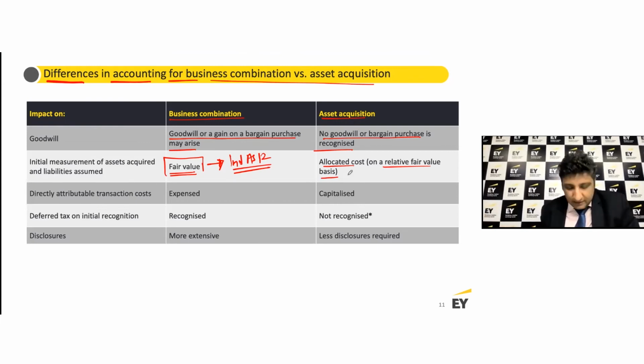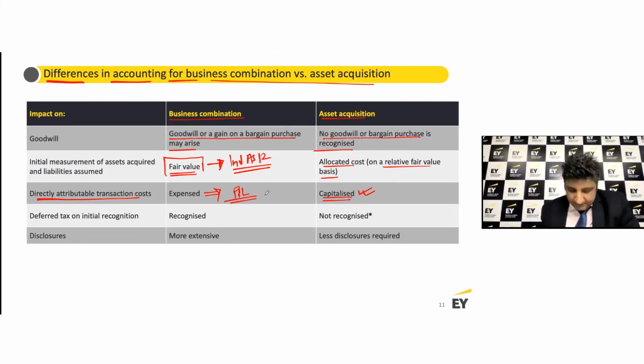Now, on the third part, where you look at the directly attributable transaction cost, I would want you to take to the Ind AS 16 and Ind AS 38 framework, where we said that any directly attributable costs are added to the cost of that asset. But the moment it's a business combination, this is taken towards the statement of profit or loss. It's a clear expenditure.